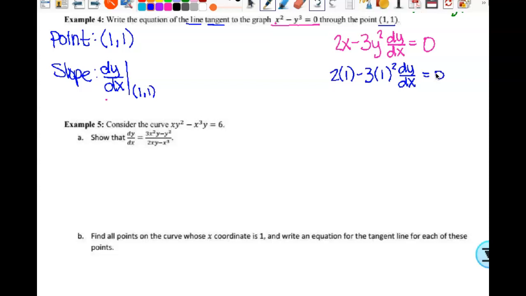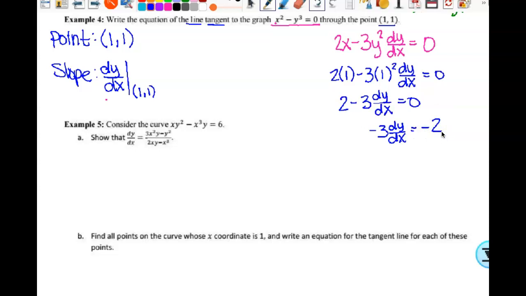So 2 times 1 is 2. 3 times 1 squared is 3 dy dx. I probably could have skipped that step, but I don't want to lose you because I know you're already not happy. And here now I'm going to solve for dy dx, which is going to be nicer to do without all the variables. I'm going to subtract my 2 over, so I get negative 3 dy dx equals negative 2.